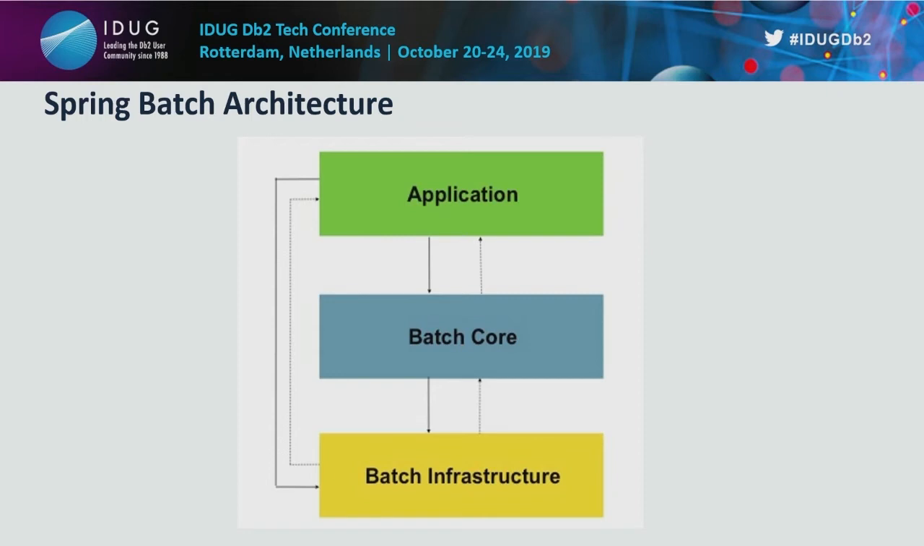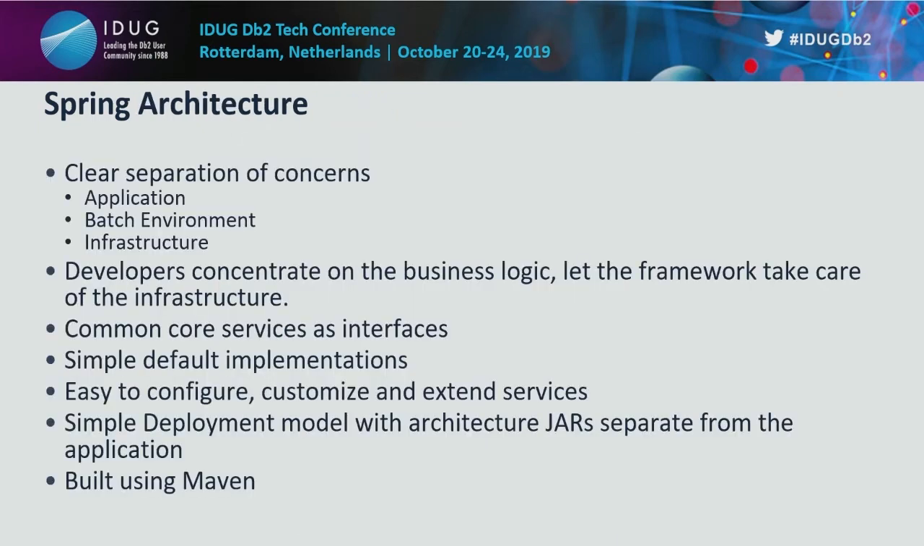So that's one of the things about Spring that makes it powerful: the separation of concerns. Developers work mostly in the application layer. Developers concentrate on the business logic. You let the framework take care of the infrastructure. And one of the things I've seen people do is fight the architecture. Don't fight the architecture. If Spring is handling it, you let Spring handle that. A lot of people think they know better. No, let the Spring framework handle it.